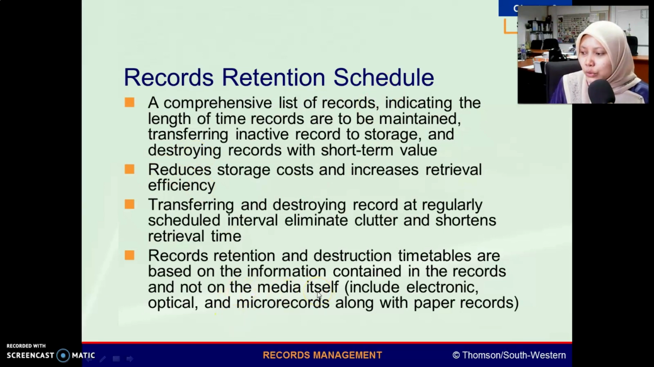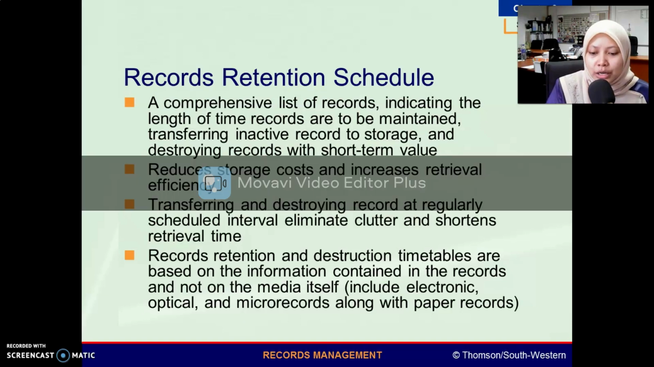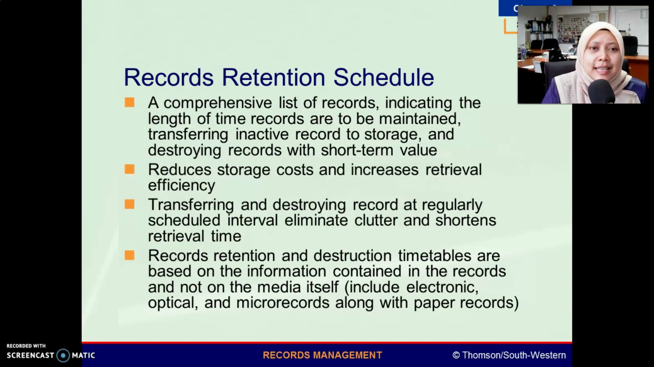Apa media itself? Contohnya, maksud dia kita bukan lihat kepada rupa paras record tersebut. Kita tengok, oh ni dah lusuh, kena buang. Oh yang ni lawa lagi, cantik lagi kulit dia. Oh kita kena simpan. No. It's not about that. Sebab tu dia adalah bergantung kepada information yang kita dapat masa kita buat analysis. It's not about the media itself.